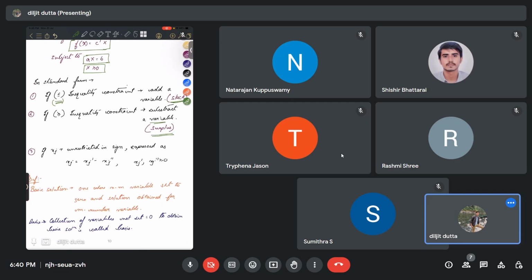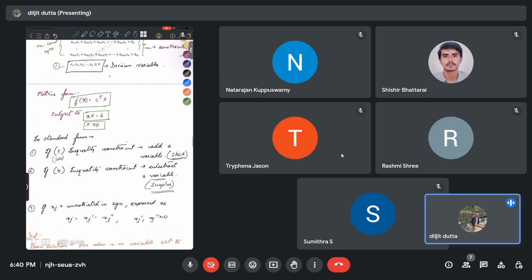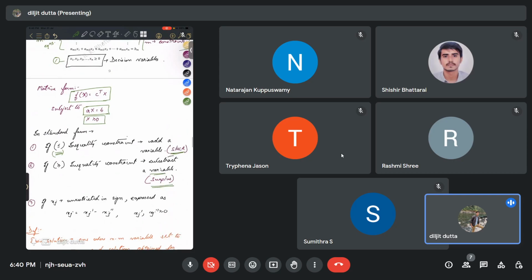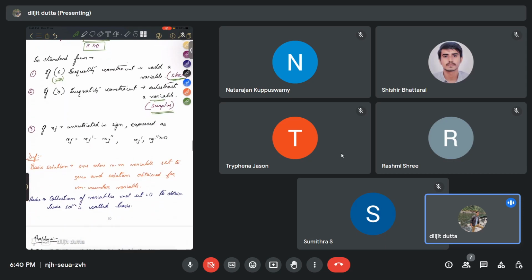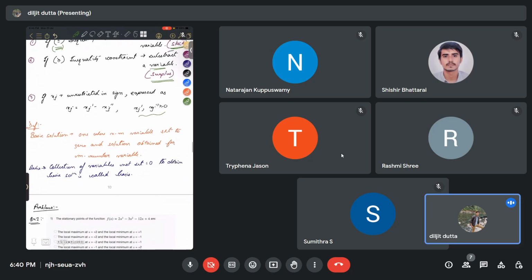And the third case is, suppose we have defined all the variables to be greater than or equal to 0, but we have one variable that is unrestricted in sign. The sign doesn't matter. In that case, we can write it as a difference of two variables, that is xj equal to xj dash minus xj double dash. So depending on the sign of these two variables, the sign of xj will be greater than 0 or less than 0.